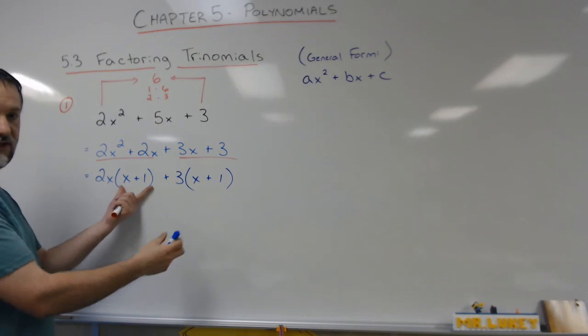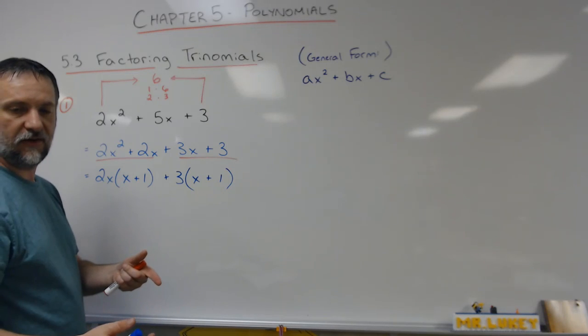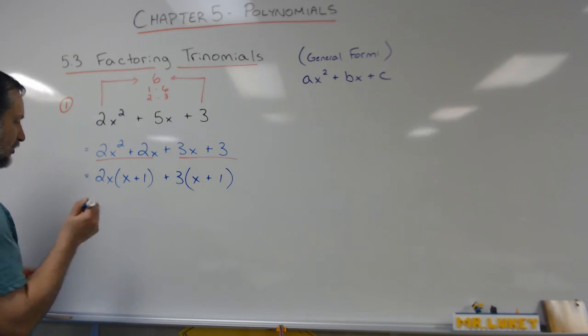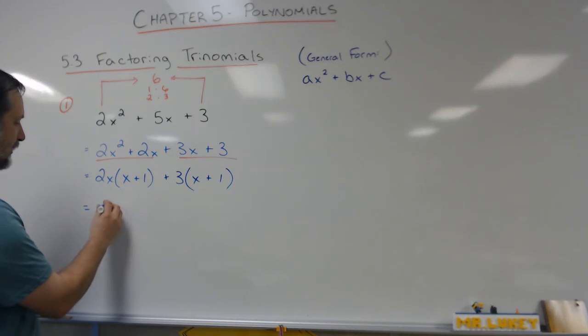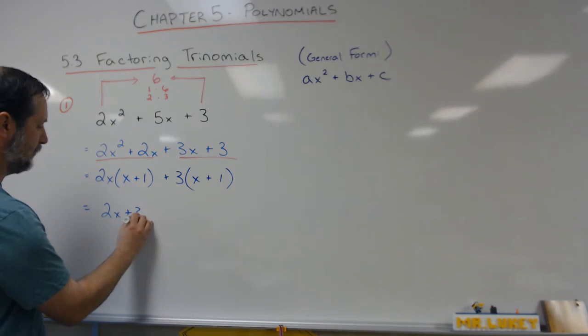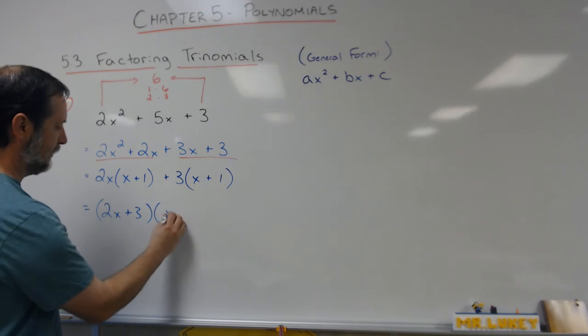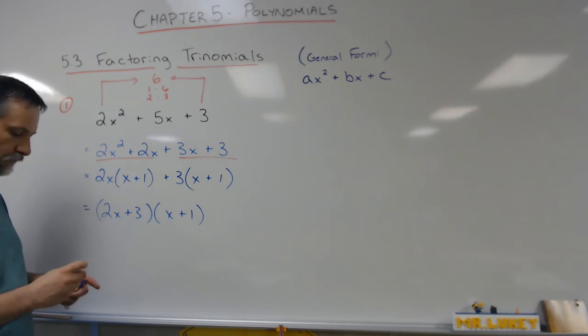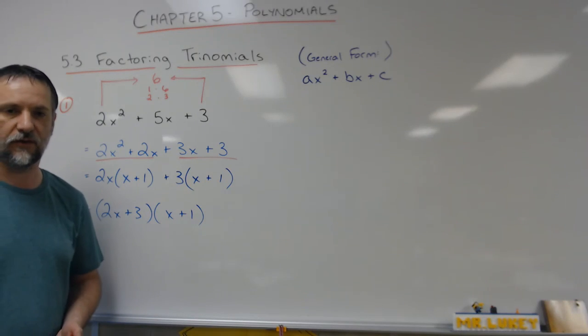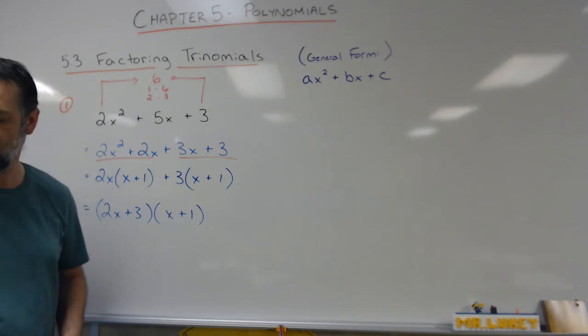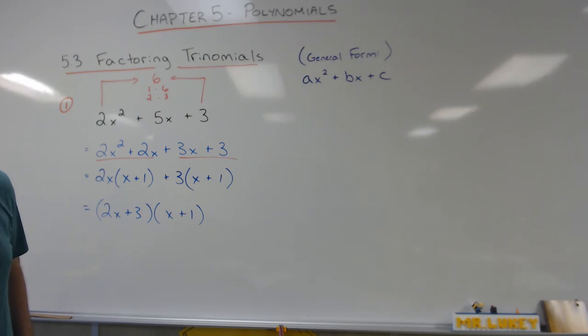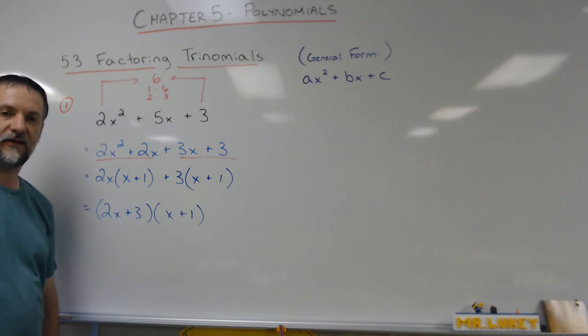So again, these two brackets are the same. I must have done this correctly. So now I can combine this as 2x plus 3 times x plus 1. And that is my answer for this question. I've factored this successfully. If you're not 100% sure, well, you can multiply these two together to make sure you get the same answer.